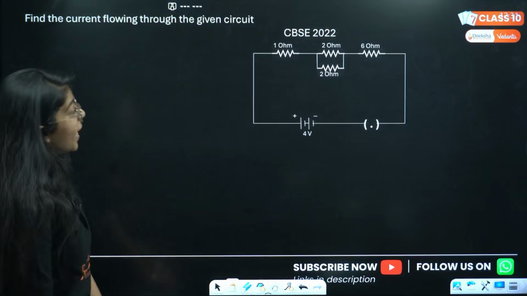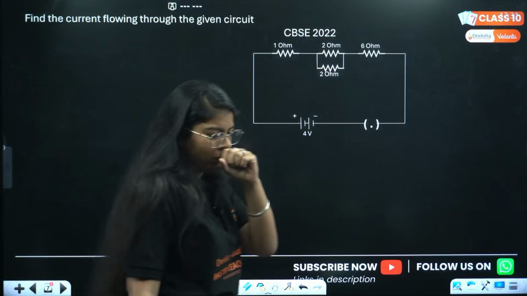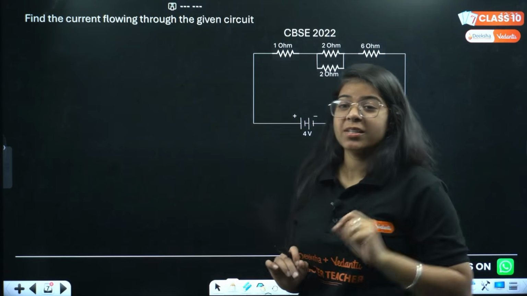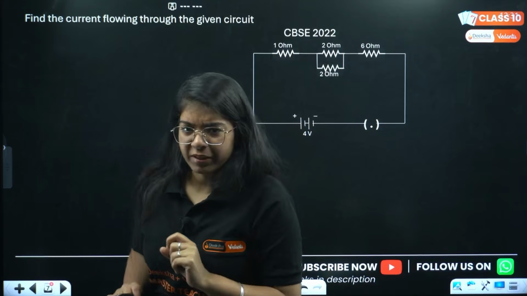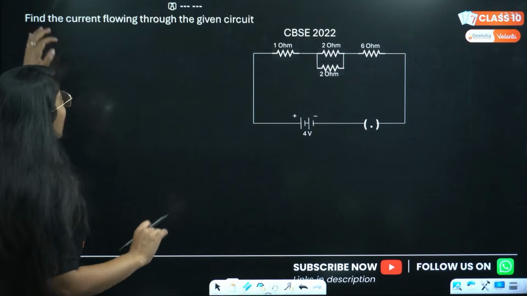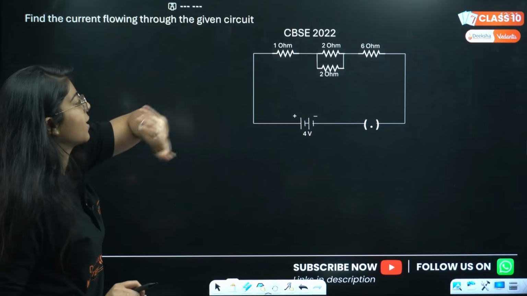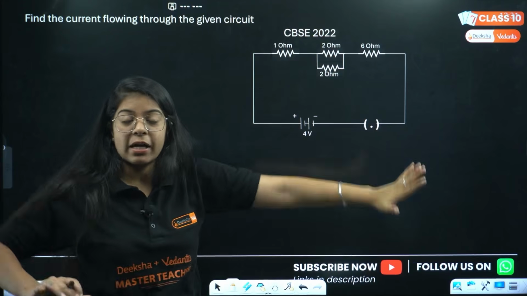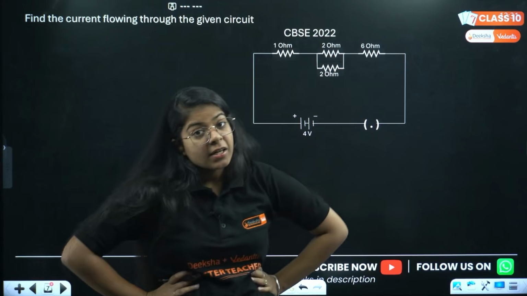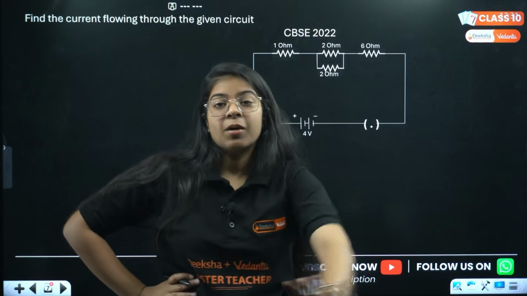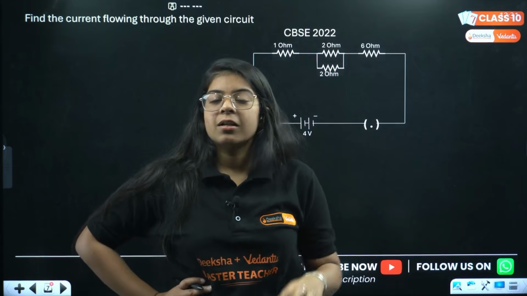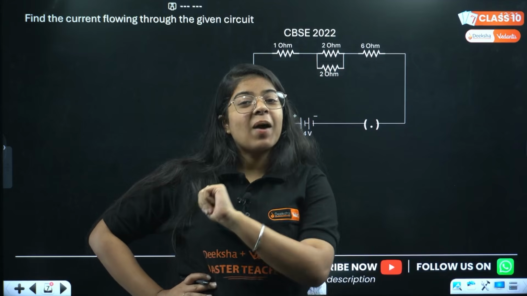Next question, again we have a very important circuit. I'll solve half of it because it's very easy. We have to find the current flowing through the given circuit. Now in this circuit, I told you to find the easiest circuit, the series circuit, but here there is no series circuit. So what will we look for? We'll look for a parallel circuit.